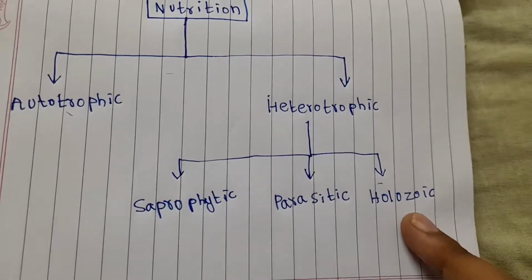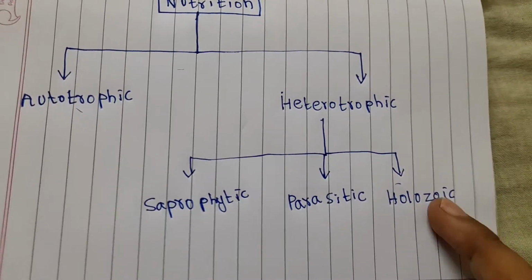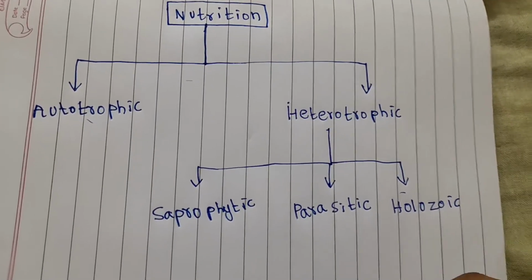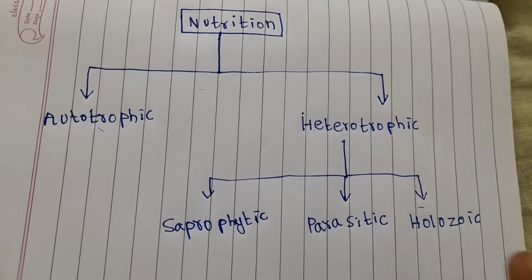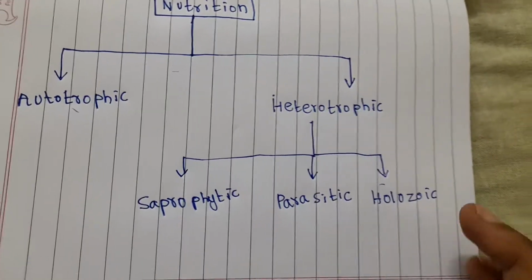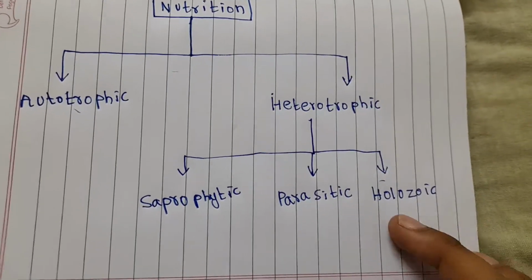Next, you have the Holozoic method of nutrition. So that is the method by which we eat. We take in food as food. We do not eat any decaying organisms or anything. So that is Holozoic. In Holozoic, we have humans, cats, dogs and all other animals.